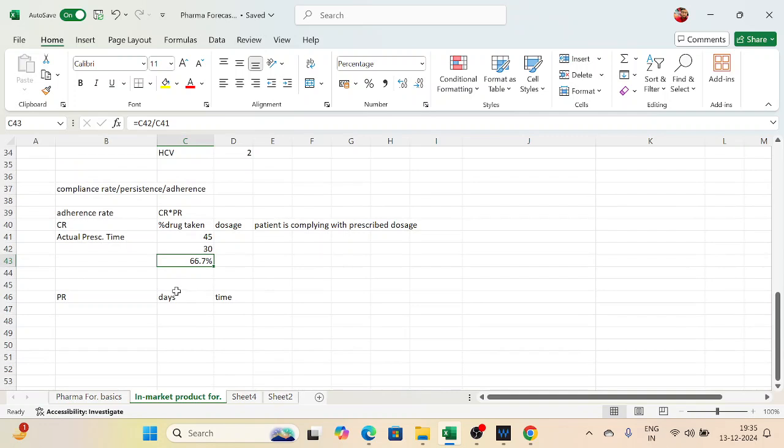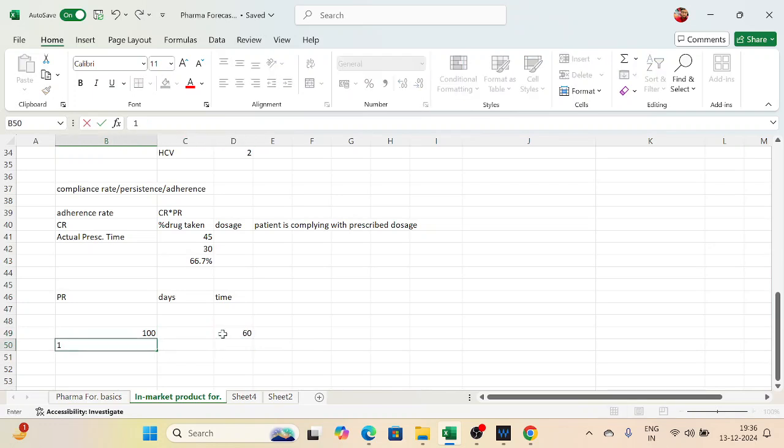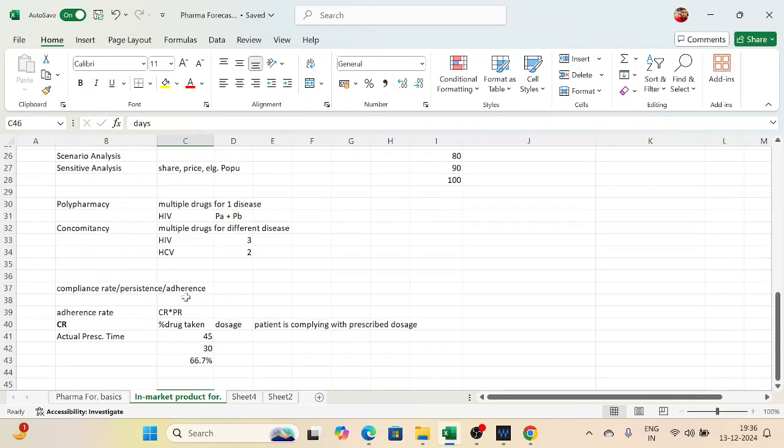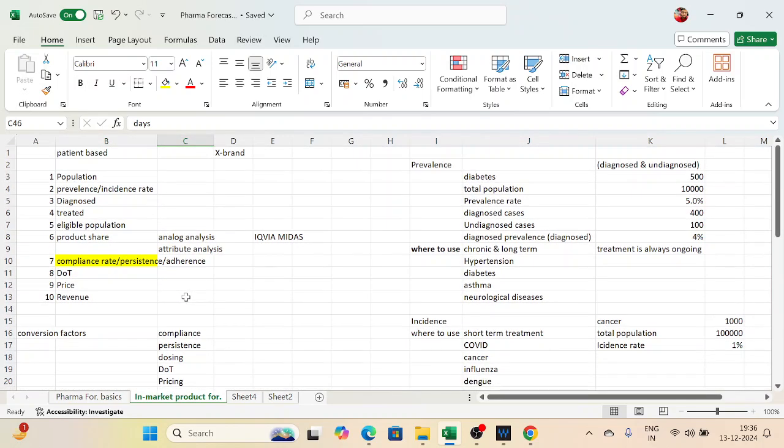Similarly, persistence rate is for how many days? Simple. For example, there were 100 patients at the start of the therapy, and after 1 year, only 60 patients are there. So in the first month there were 100 patients, and in the 12th month there are only 60 patients. So your persistence rate would be 60 divided by 100. That would be 60%, right? So this is the basic difference. Compliance is how the patient is complying with the prescribed dosage, and persistence is for how many days the patient is complying. It's more inclined towards time, right?